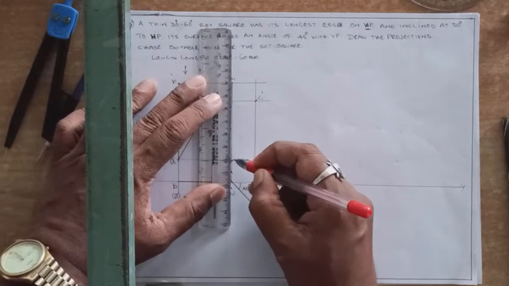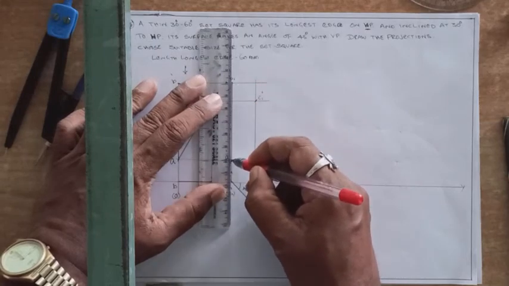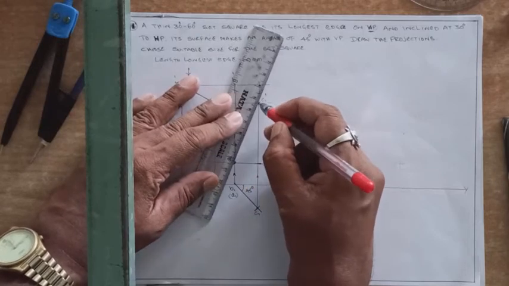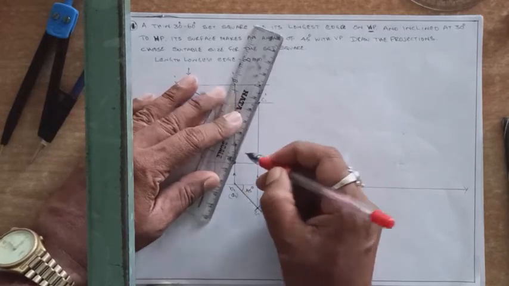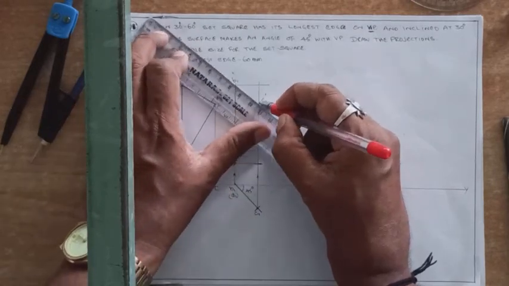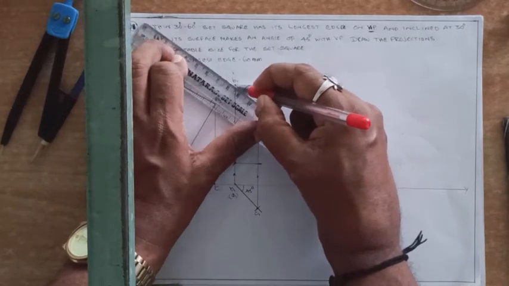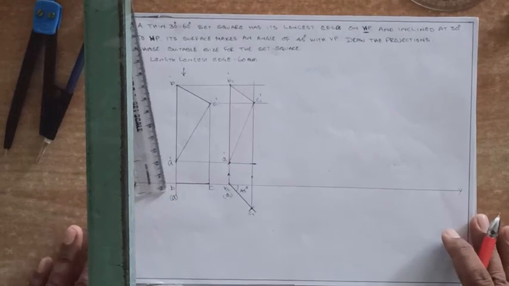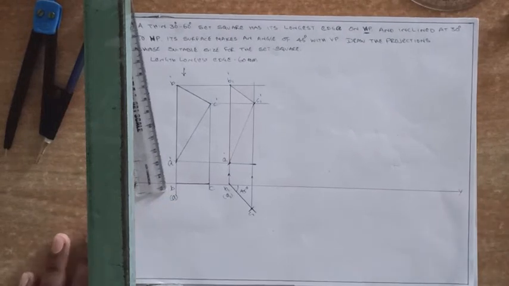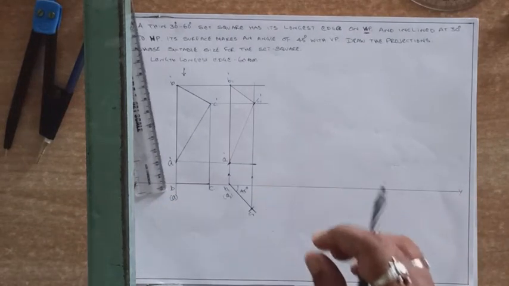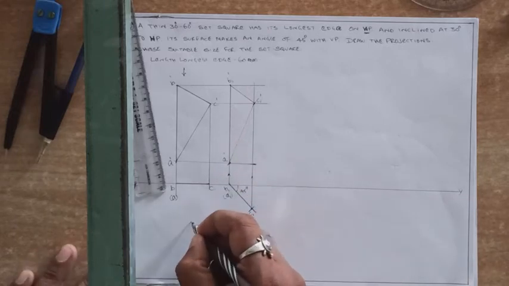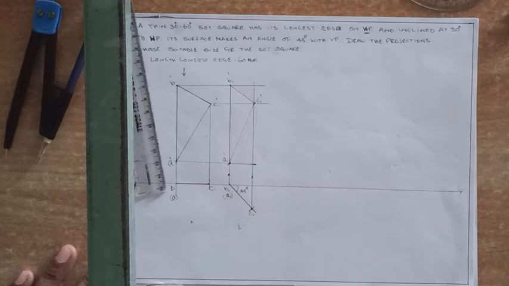A1 dash and B1 dash, then A1 dash with C1 dash, then C1 dash with B1 dash. So here you are getting a shape similar to the first one, but not of the same size. It is a foreshortened size. So this is the first stage. Here it is the assumption and the first stage.